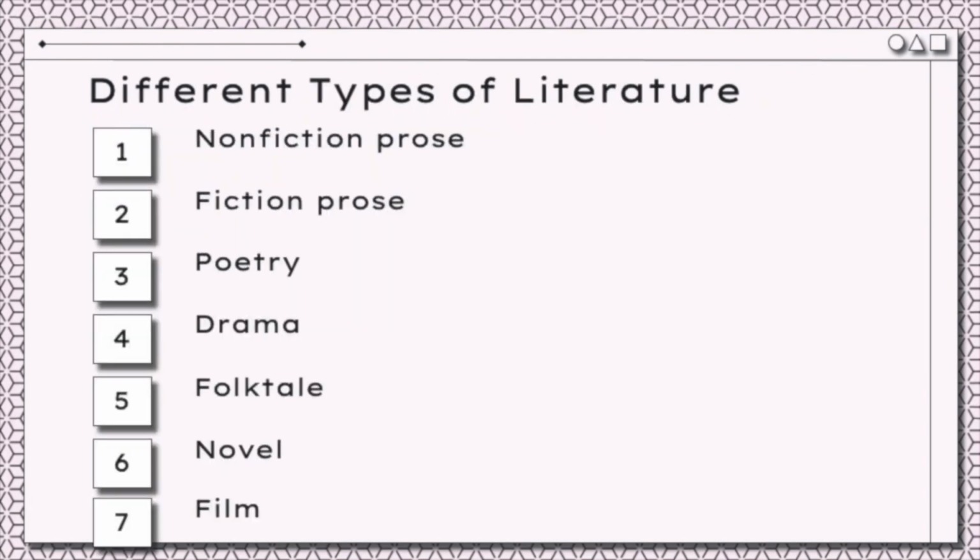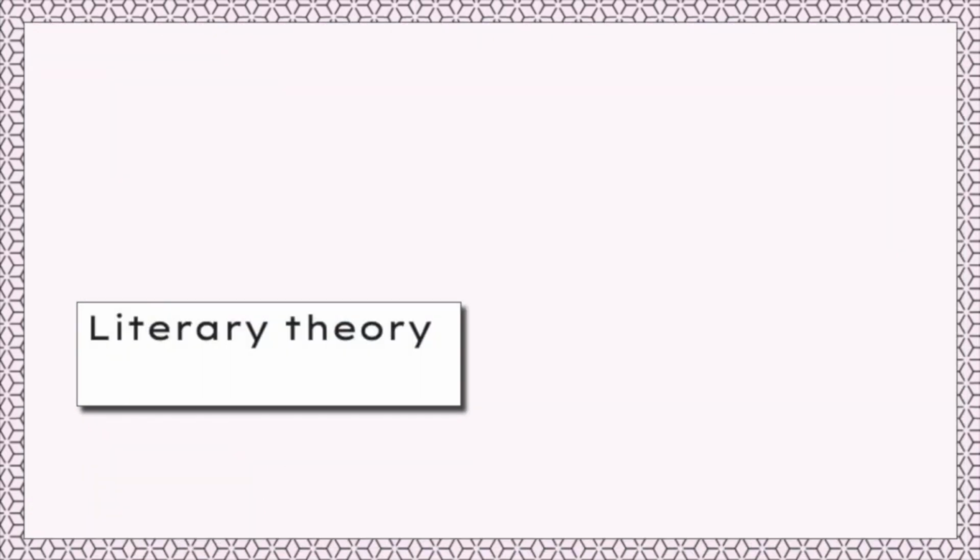Different types of literature. Literature can be classified into different forms or types. Each form shares organizational characteristics and conventions. Several commonly recognized types of literature are nonfiction prose, fiction prose, poetry, drama, folktale, novel, film. Literary theory is a school of thought or style of literary analysis that gives readers a means to critique the ideas and principles of literature. Another term for literary theory is hermeneutics, which applies to the interpretation of a piece of literature.